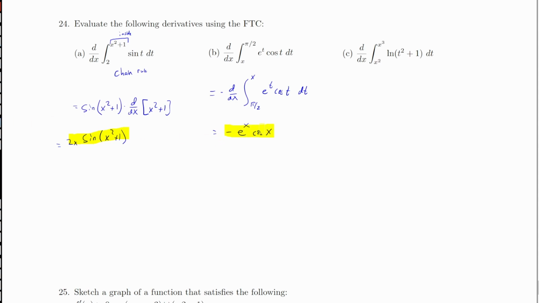Okay, part C is a little bit more complicated because we're going from x squared to x cubed. There's no constant in here, so we're going to have to toss one in. So we're going to take an integral from x squared to 42, because that's the answer to life, the universe, and everything, plus the integral from 42 to x cubed.